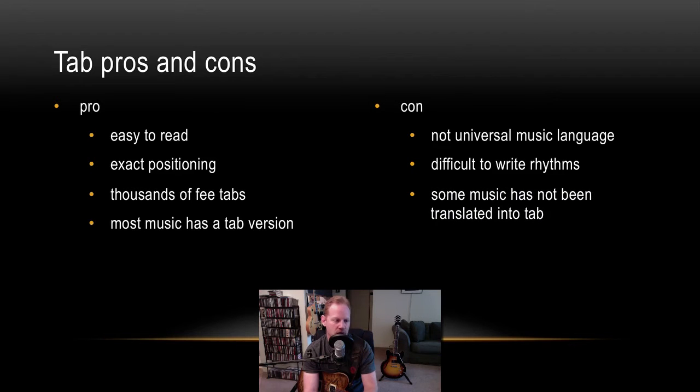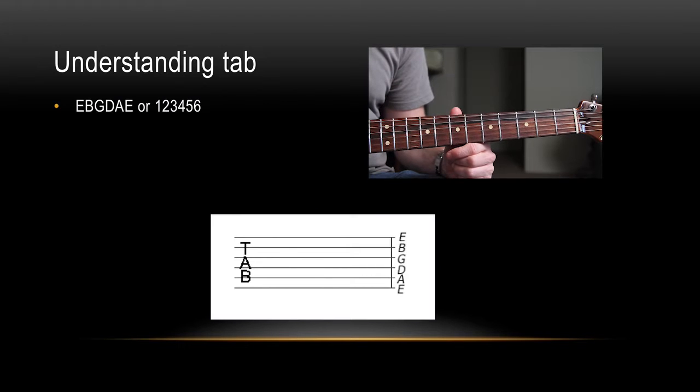The next is that some of the music hasn't been translated to tab. For instance, music that wasn't guitar based, like piano or violin or flute, may not have a tab version of it. But most music today, it's amazing, they really have a lot of tabs out there. So I doubt you'll have a lot of problem finding a tab version of a specific song that you're trying to learn. Now let's dive into understanding what this whole tab is about.